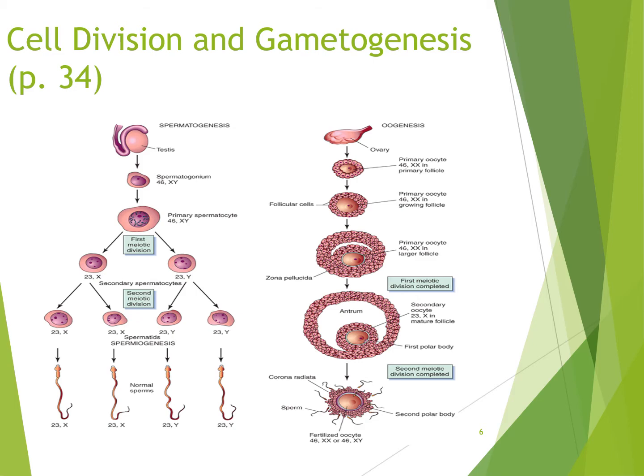Okay, formation of gametes by this type of cell division is gametogenesis. So cell division, I just thought this was a very good depiction of how it happens. There's a picture in your book on page 34. On the left is spermatogenesis, on the right is oogenesis. And it just shows the X's and the Y's and the splits, and it puts it into perspective for you.